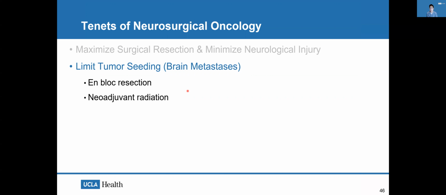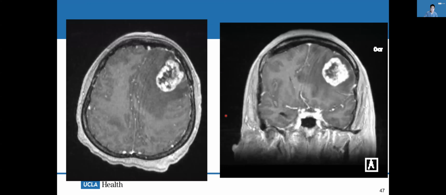The reason why this is important is if you spill tumor cells into the areas where there's cerebral spinal fluid, or just even off to the side of the brain, sometimes they can start seeding the cerebral spinal fluid and develop what's called leptomeningeal disease, or disease within the leptomeninges or the covering of the brain. And this can turn a multi-year prognosis into a 4 to 6 month prognosis. So it can potentially drastically change the outcome of a patient. So to prevent that, en-bloc resection and neoadjuvant radiation are 2 options.